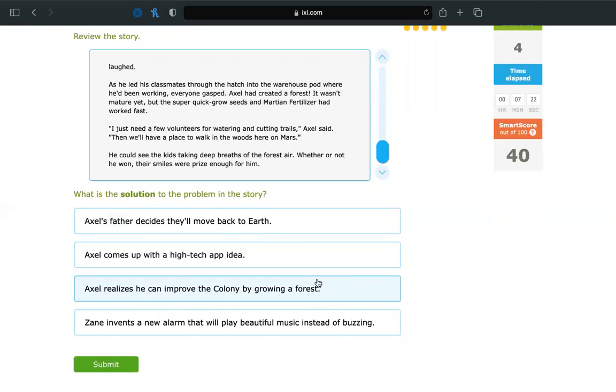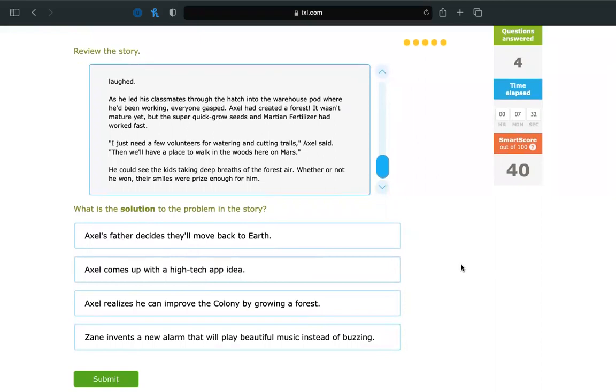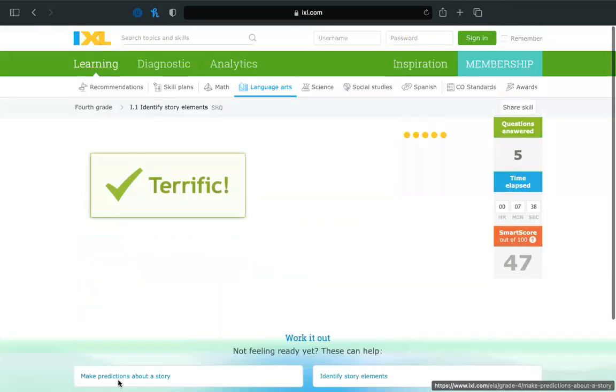That might be the right answer. And four, Zane invents a new alarm that will play beautiful music instead of buzzing. Well, Zane's not the main character, so that's not really the solution to the main problem. So we're going to go with Axel realizes he can improve the colony by growing a forest.